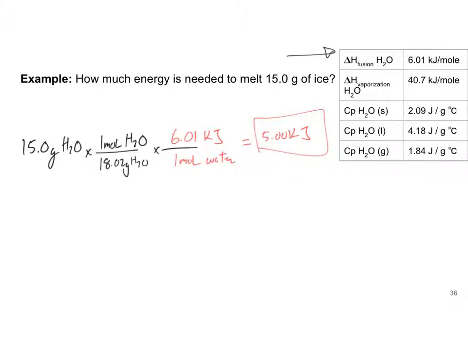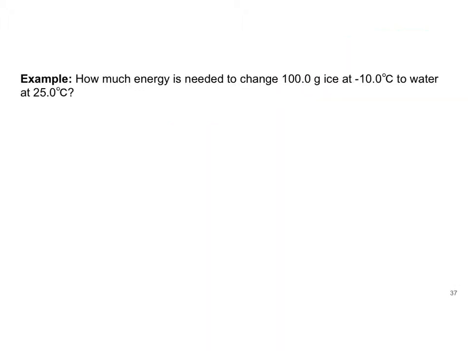So, slide here. The specific heat of water when it's ice, solid, is 2.09 joules per gram per degree Celsius. And I'm going to see that the heat of fusion, remember solid to liquid, liquid to solid, is 6.01 kilojoules. Back here real quick. And I'm going to see that liquid water's specific heat is 4.18 joules per gram per degree. So example number 2 says: how much energy is needed to change 100 grams of ice at negative 10 degrees Celsius to water at 25 degrees Celsius?